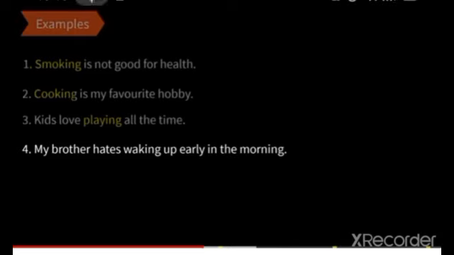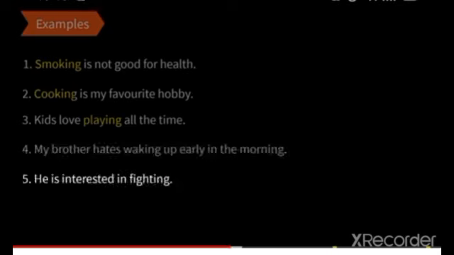My brother hates waking up early in the morning. Again, underline ing form of verb, waking. Let's identify its function. My brother is a subject, hates is the verb, and waking up is an object. Here, gerund is working as the object of a sentence.